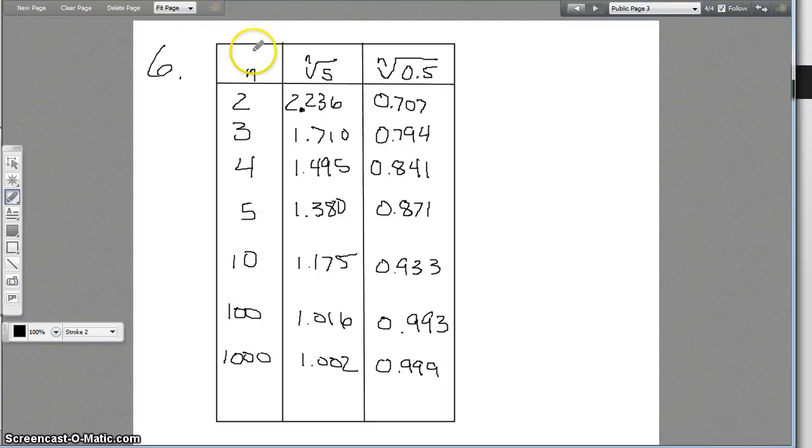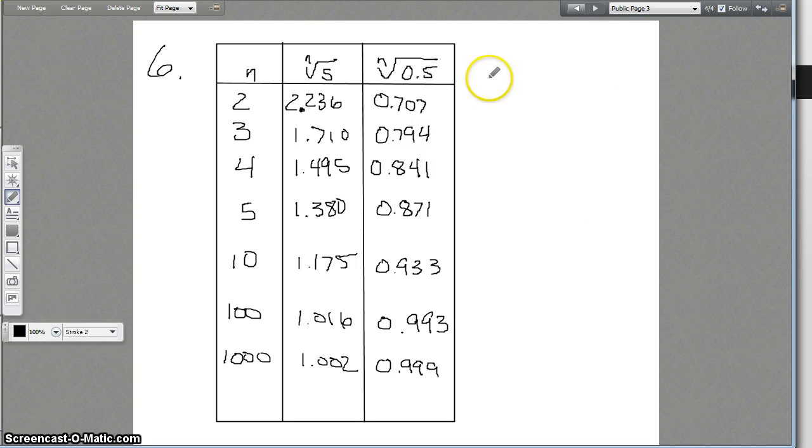The left column shows you the value of n, and then the middle column gives you the nth root of 5. So we've got the square root, cube root, fourth root, fifth root, and then the last column gives you the nth root of 0.5. So square root, cube root, fourth root, and so on.